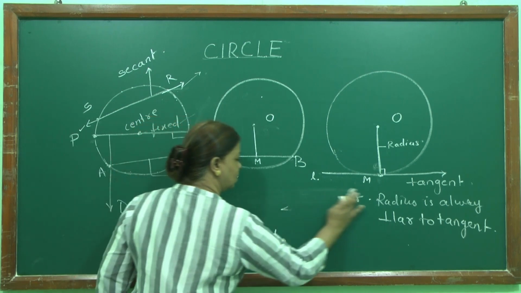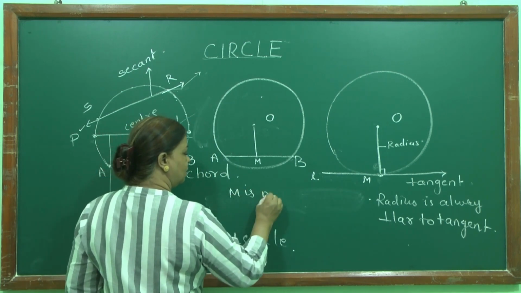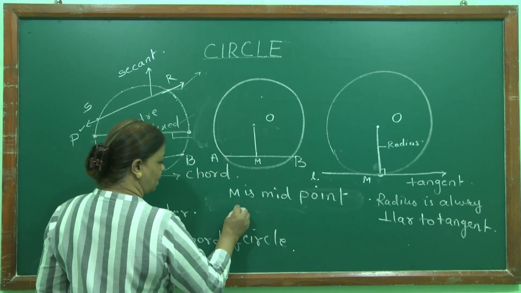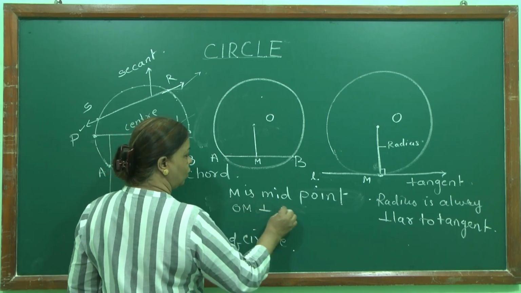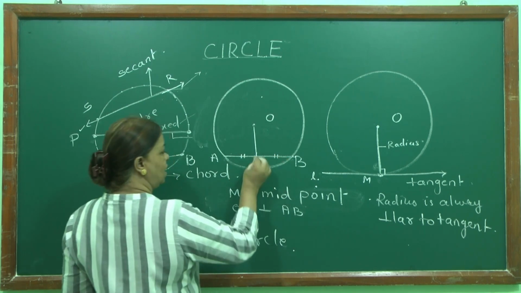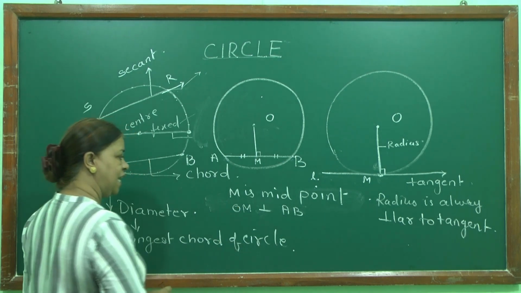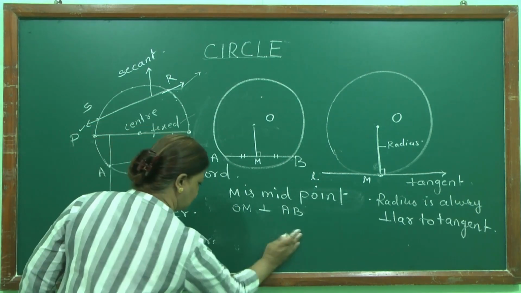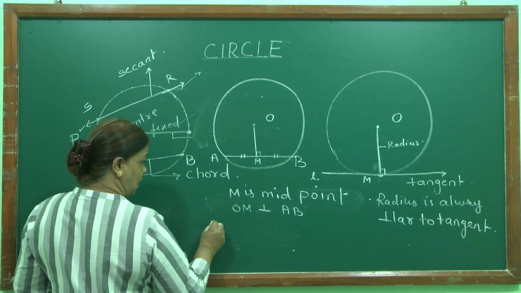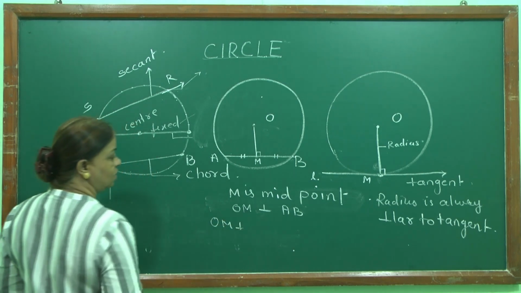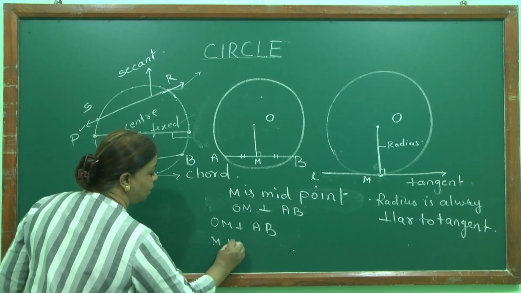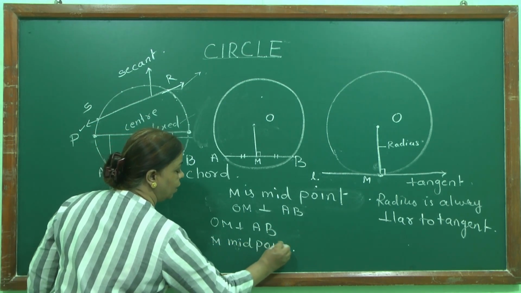Since M is the midpoint, AM is equal to MB and therefore OM is perpendicular to AB. And if OM is perpendicular to AB, then M will be the midpoint of the chord.